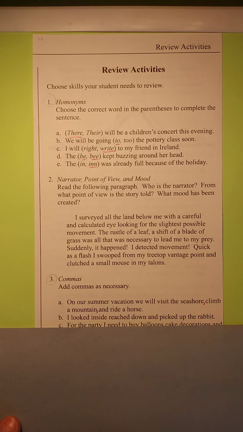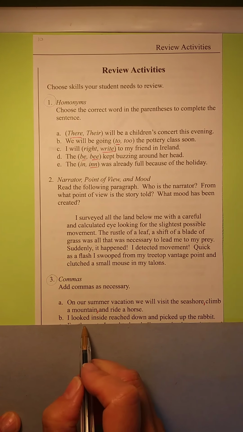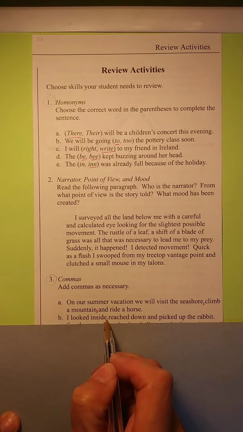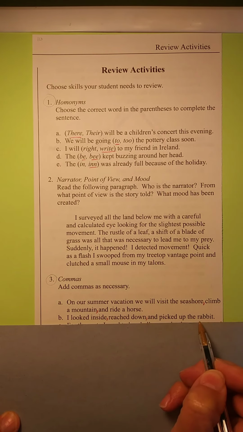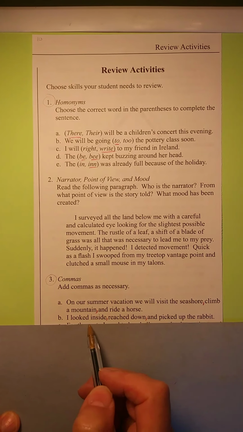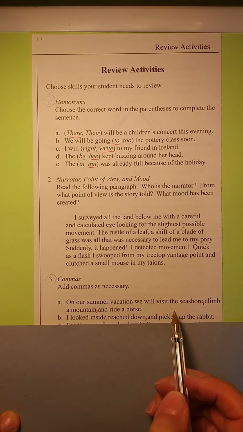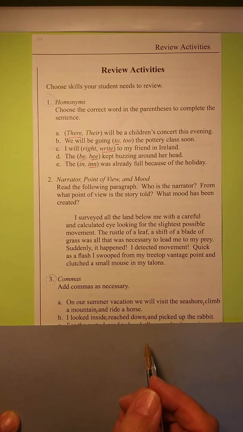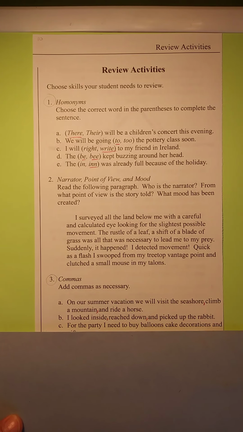All right, B. I looked inside, reached down, and picked up the rabbit. All right, so there's three things that he did, or she. Looked inside, comma, reached down, comma, and picked up the rabbit. Okay, there are three verbs here. Looked, reached, and picked. Okay, and then the previous one, there were three verbs also. Visit, climb, and ride. All right, and again, the coordinating conjunction and.